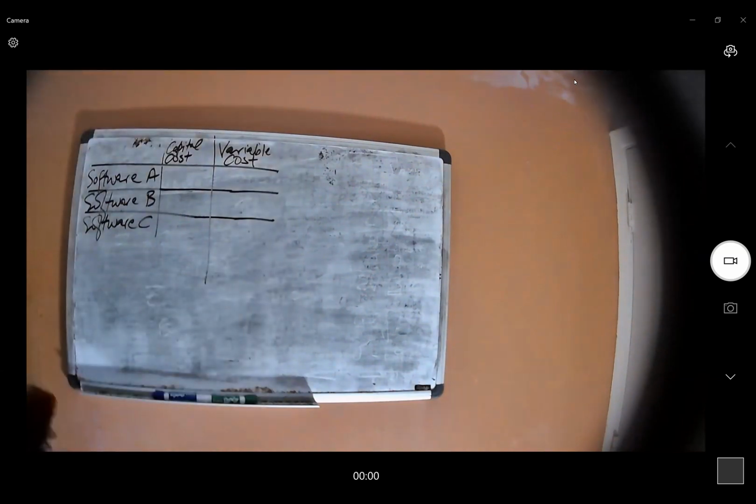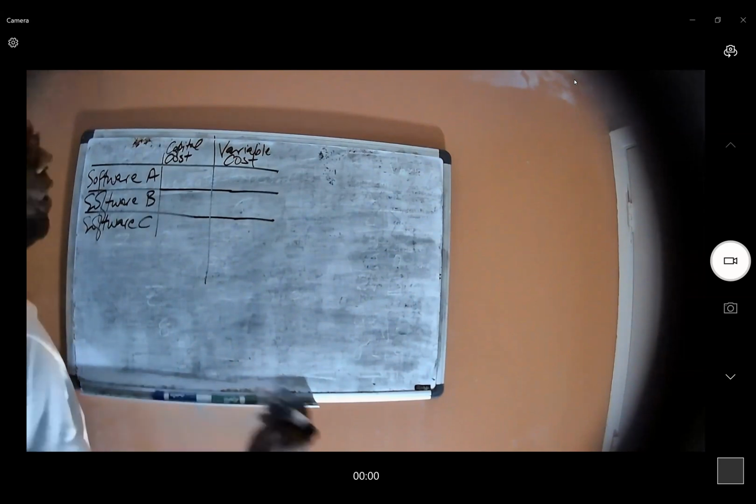Now, usually when you have a low capital cost, your variable cost is going to be high because you bought sometimes a smaller piece of equipment, so you don't produce as much as when you have a large piece of equipment, which you'd have spent more money for, and your variable cost is going to be reduced.